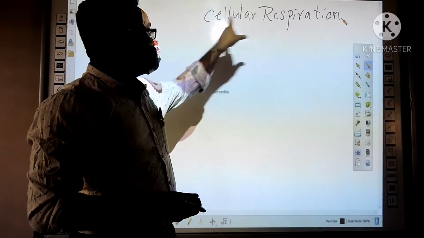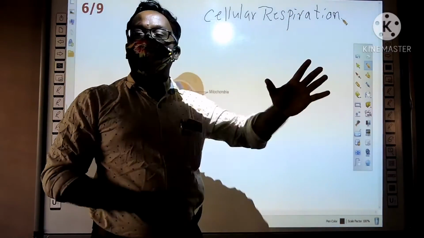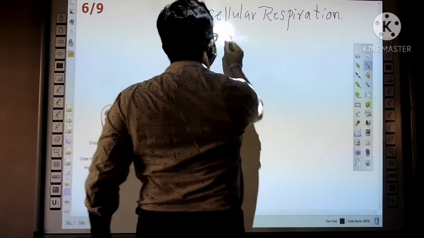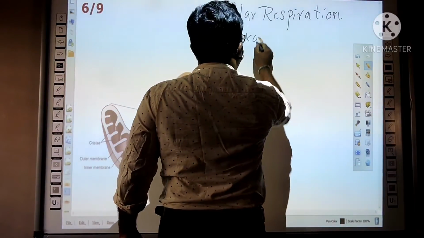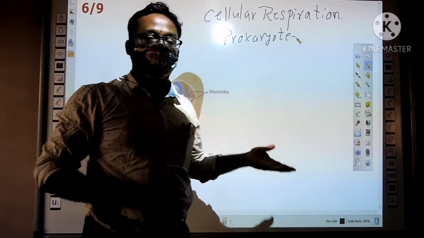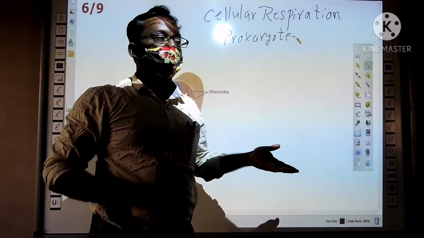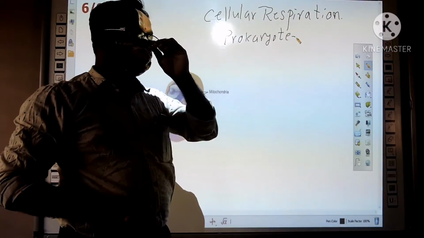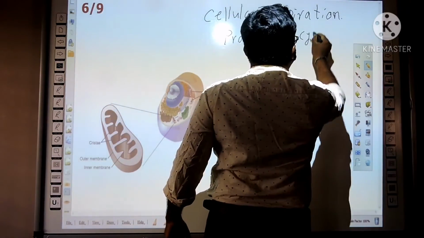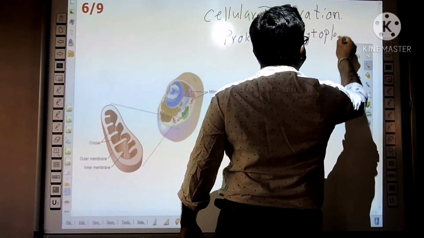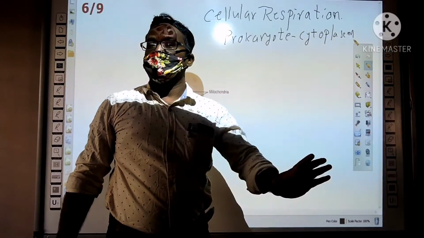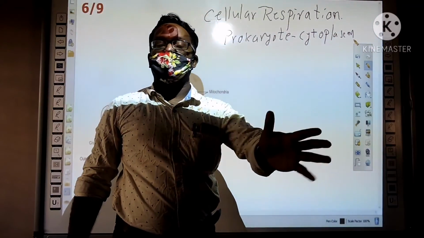This process is different in prokaryotes and eukaryotes. Prokaryotes means what? What is a prokaryote? They don't have an organized nucleus, like bacteria. So in the prokaryotes, the cellular respiration takes place in the cytoplasm of the cell. Only cytoplasm, the entire process. Moreover, they do not use oxygen. So respiration without oxygen is called anaerobic respiration.